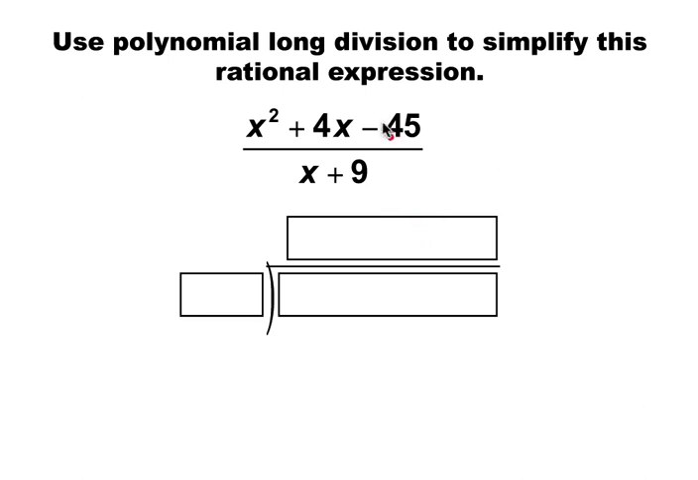The numerator goes here, and so we write x squared plus 4x minus 45. The denominator or divisor goes here, so we write x plus 9. The dividend is of degree 2, and the divisor is of degree 1.